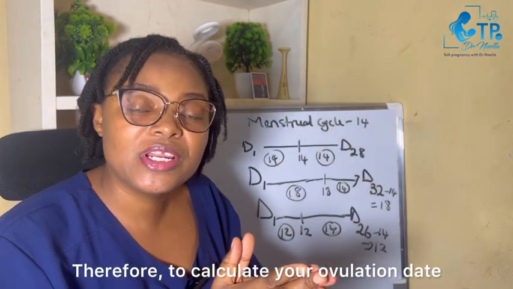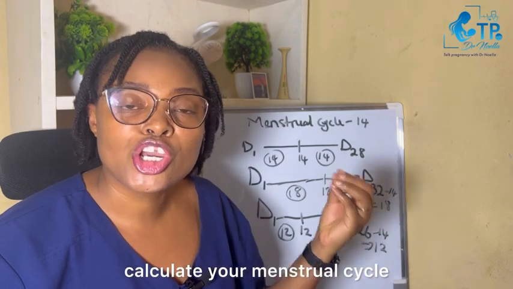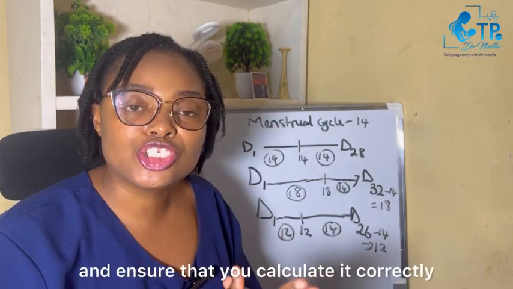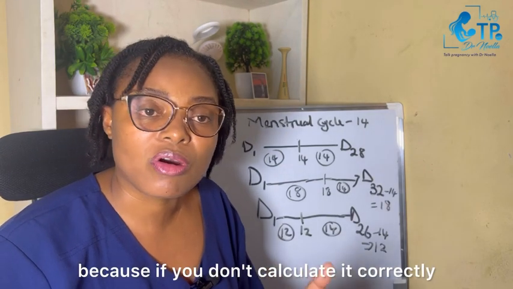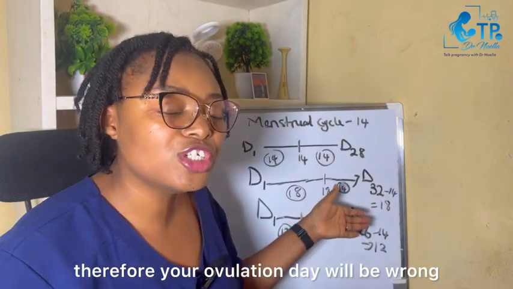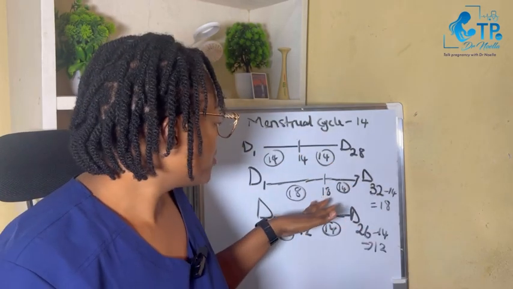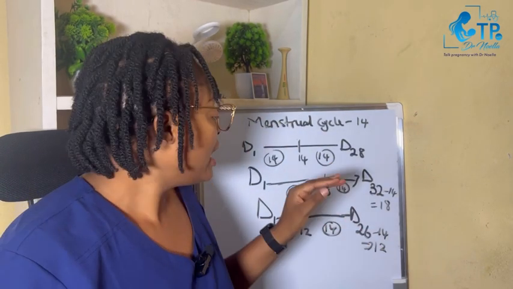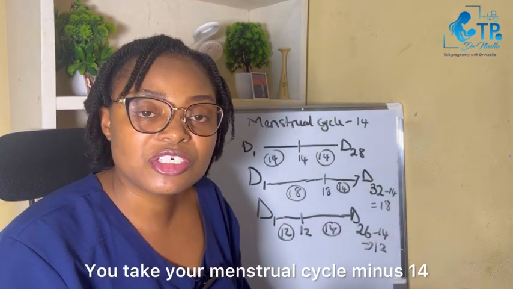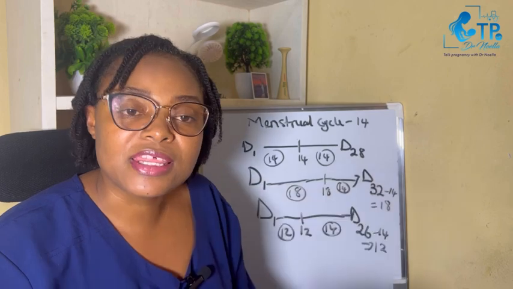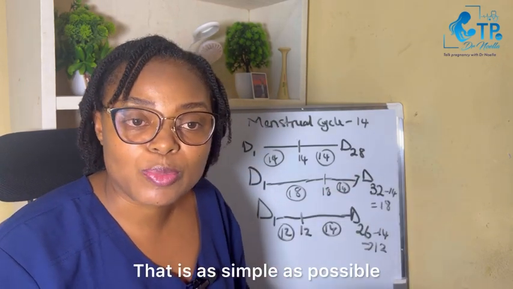Therefore, to calculate your ovulation day, what do you do? You first of all calculate your menstrual cycle and ensure that you calculate it correctly, because if you don't calculate it correctly, your ovulation day will be wrong. I hope that this is very understood. And once you have your menstrual cycle, what do you do? You take your menstrual cycle minus 14, then you have your ovulation day. That is as simple as possible.